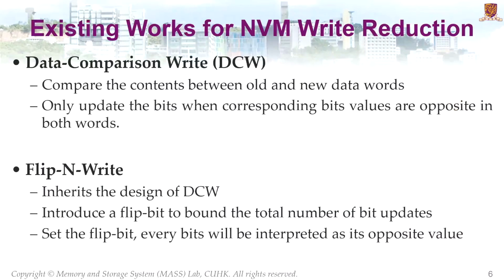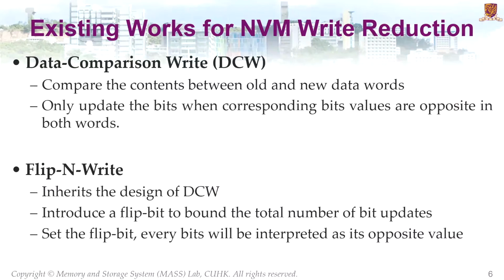And in fact, there were already some famous works for NVM write reduction. One of them is DCW, which stands for data comparison write. DCW will compare the contents of the old and the new data words before writing. So it only updates the bits where the corresponding bit values are opposite in the two words.